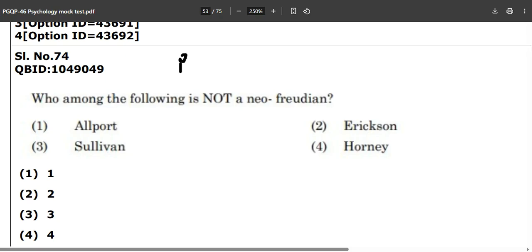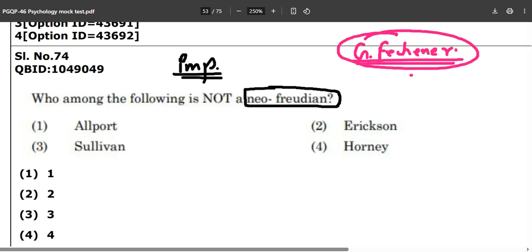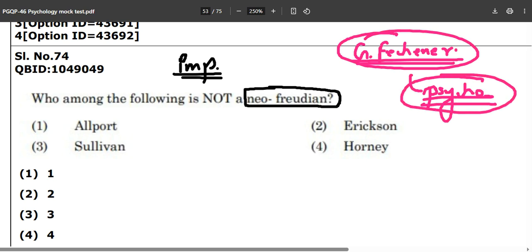Now, next question, an important one. Who among the following is not a neo-Freudian? It's interesting how Gustav Fechner is associated with psychoanalysis. Have you ever wondered about this? How Gustav Fechner can be associated with the psychoanalytic stream and approach, and how Sigmund Freud got all those things? It is related to this guy also.